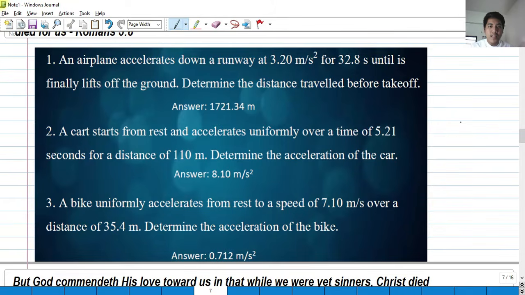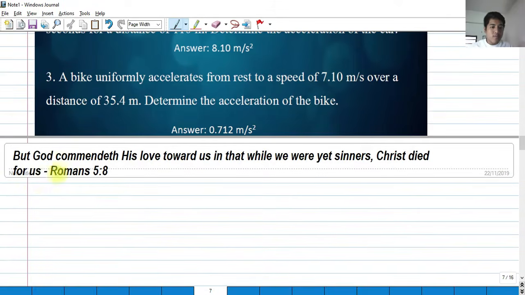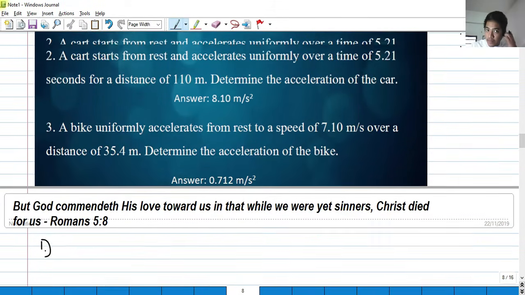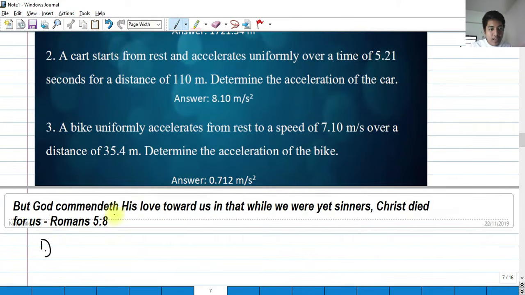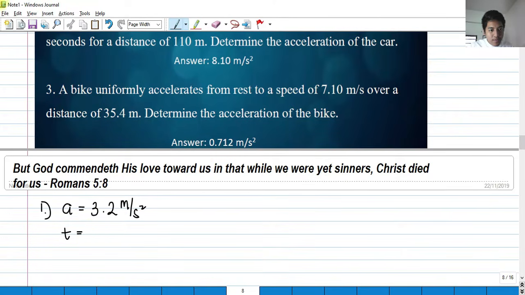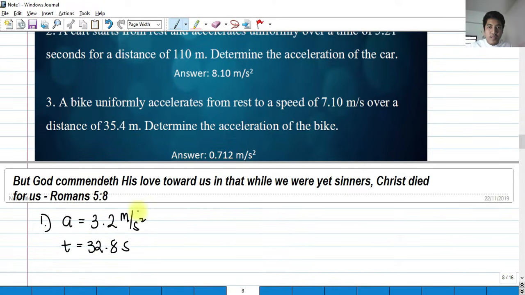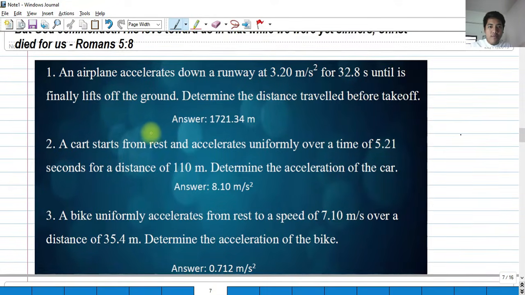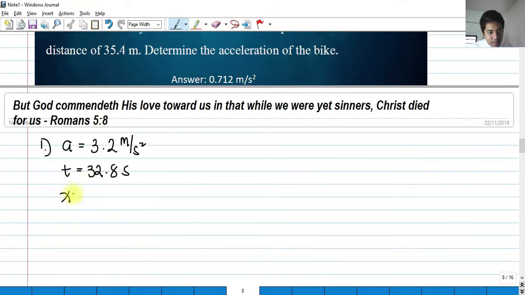An airplane accelerates down a runway at 3.2 meters per second squared for 32.8 seconds until it finally lifts off the ground. Determine the distance traveled before the takeoff. In solving a physics problem, you have to first identify the givens. We have the acceleration, 3.2 meters per second squared, and the time, 32.8 seconds. We are asked for the distance traveled. The distance traveled is x, not delta x, because delta x is the displacement.